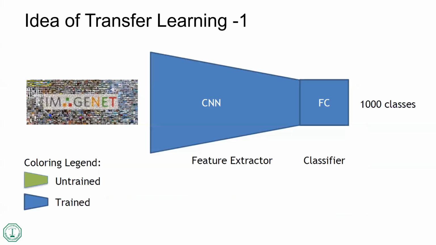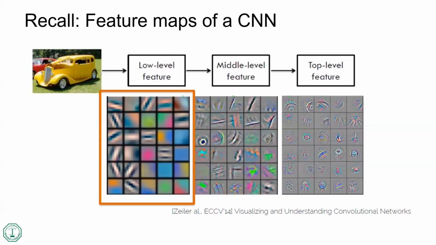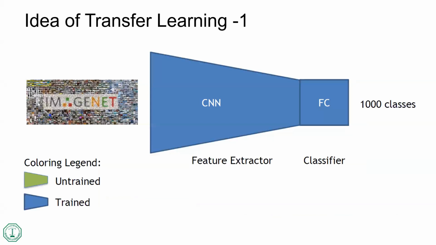So the pre-trained model has been trained with a different data set. Yes, exactly. That's exactly the point. That's a very good point. Why don't I answer this in the end, when I just finish the idea of transfer learning? I'll come to that point. It's a very powerful point.